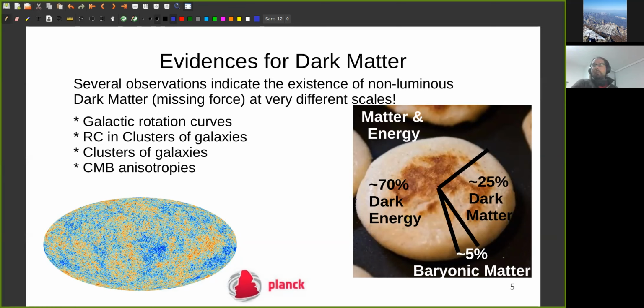I'm from Colombia, so at some point I have to show an arepa. If this arepa corresponds to 100% of the energy density, from the CMB we know that only 5% or so corresponds to baryonic matter, if you want, the standard model, whereas 25% or so corresponds to dark matter, and 70% to dark energy. That is, the accelerated expansion of the universe that we can see and measure at present.